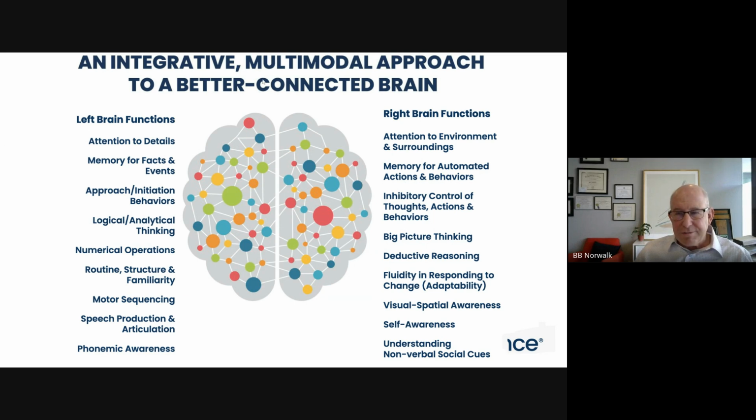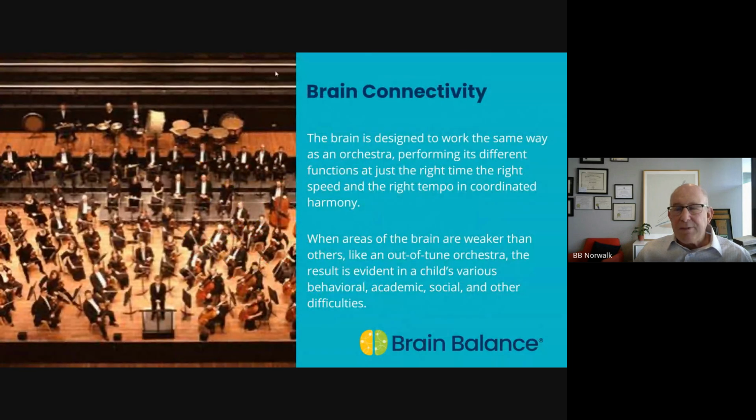So we understand there is a difference between the left and right side of the brain, and the brain has to be likened to an orchestra. You can have 100 musicians on stage. The brain is designed to work the same way as an orchestra. It performs different functions just at the right time, the right speed, the right tempo, in harmony. If you have 10 to 15 musicians that are playing at the wrong time, the wrong speed, the wrong tempo, you're going to walk out of that concert. That's a lack of connectivity and a lack of synchronization in that orchestra. The brain is the same way. When areas of the brain are weaker than others, like an out-of-tune orchestra, the result is evident in the child's various behavioral, academic, social, and other difficulties.